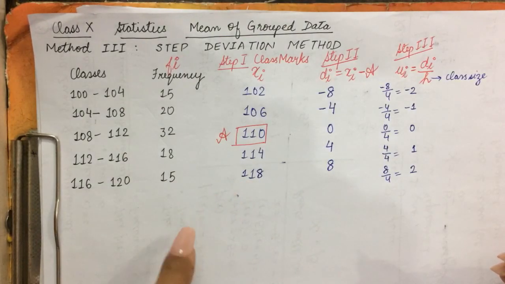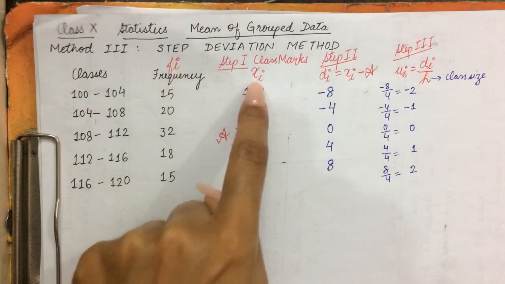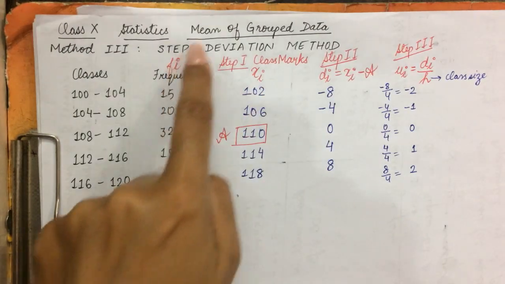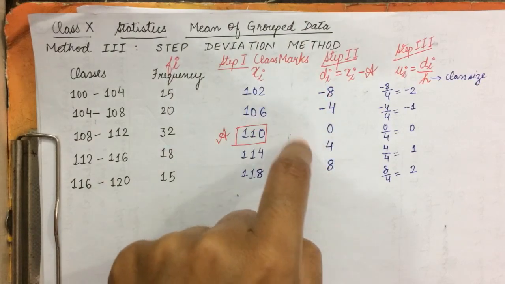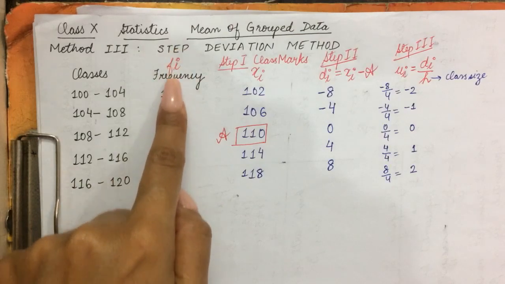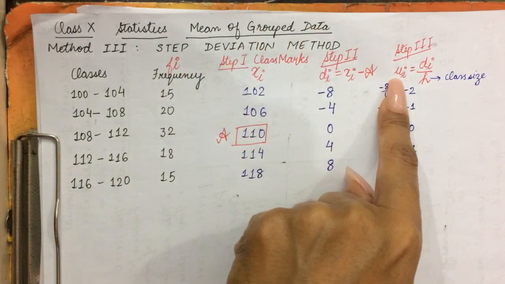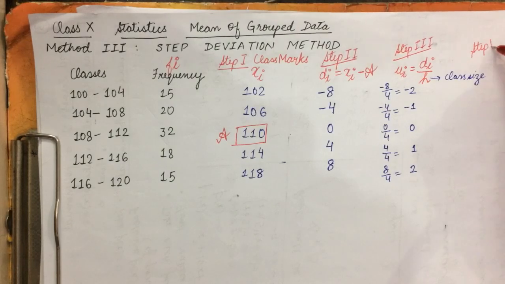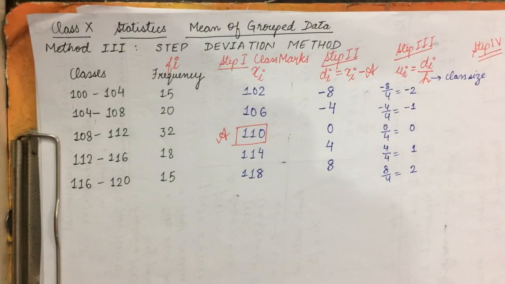Now in the direct method, frequency is used with class marks. In the assumed mean method, frequency is used with deviation. Now I have moved one step further. So for the step deviation method, I'll be using the frequencies with the ui's. So the next step is to find out the product of fi and ui. That will be step 4, to find out the product of the frequencies with ui.